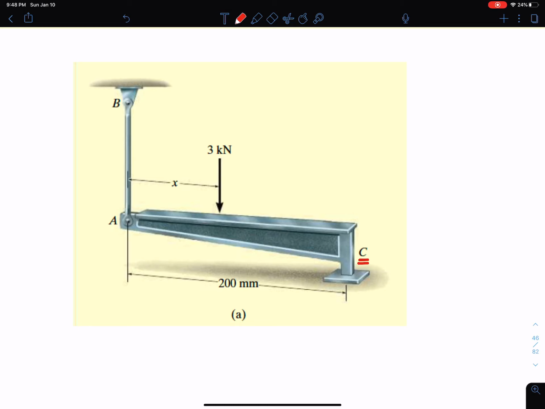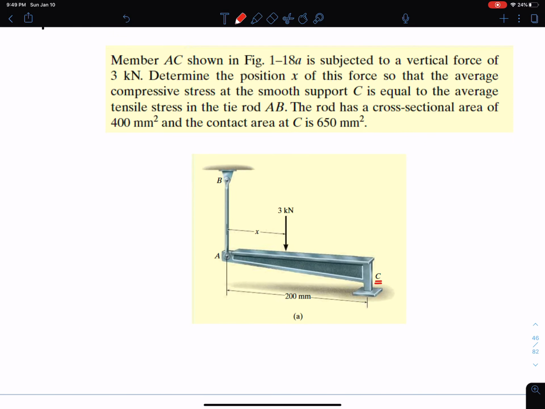And you can imagine if, let's say, this force of 3 kilonewtons is pushing down at some distance x, you guys should all see how that would correspond to compression at C and tension in AB, right? By pushing down on that beam, I'm trying to elongate AB, but I'm trying to shorten whatever's happening at C. Okay, so that should be intuitive before I even start this problem.